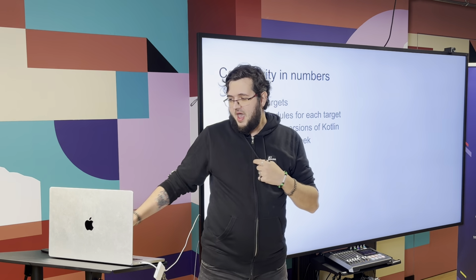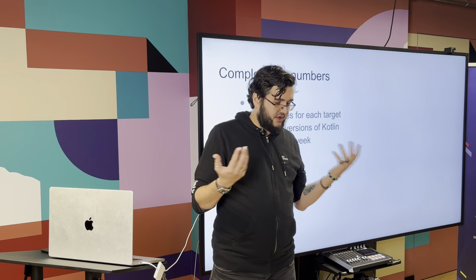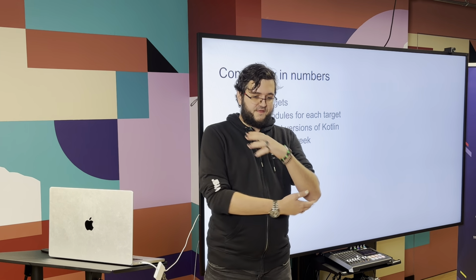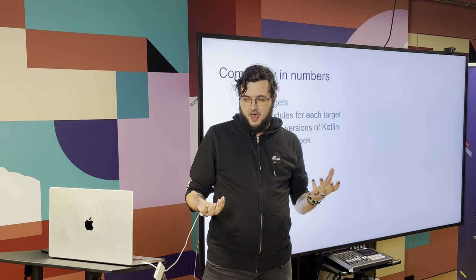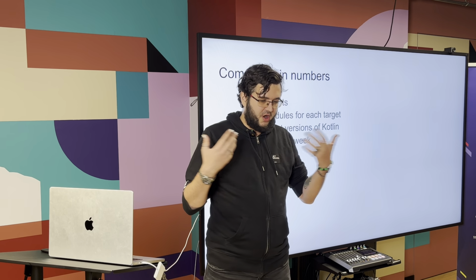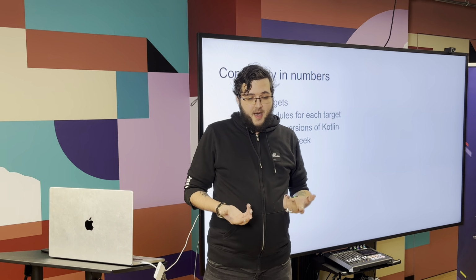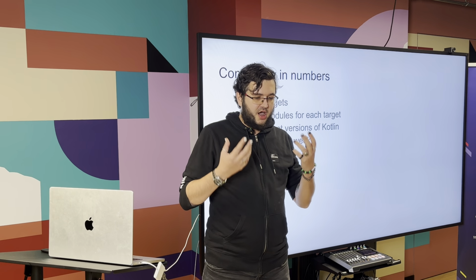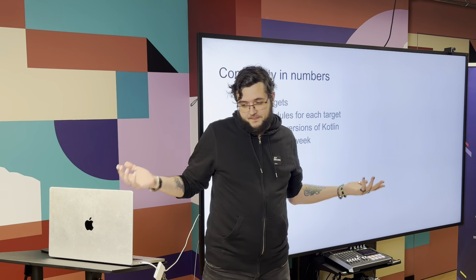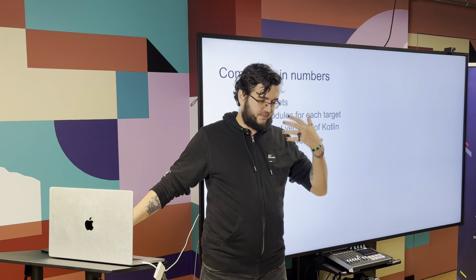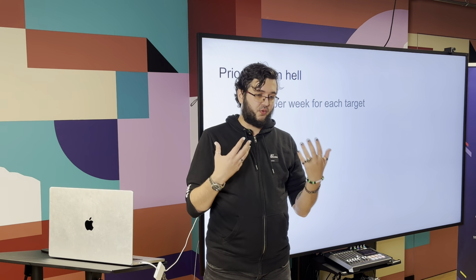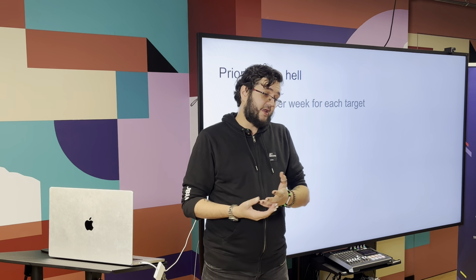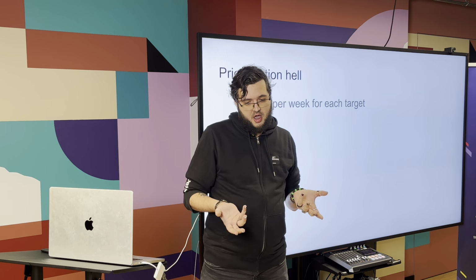So, if we talk about numbers, everybody likes numbers. We have 12 targets, we have 50 models per each target. We have different versions of Kotlin, because we are working at JetBrains, we love Kotlin. But we still have only 40 hours per week to work, for sure. And if we decide each target has equal priority, we will have just 3 hours per week for each target. And it's a little bit of prioritization hell.